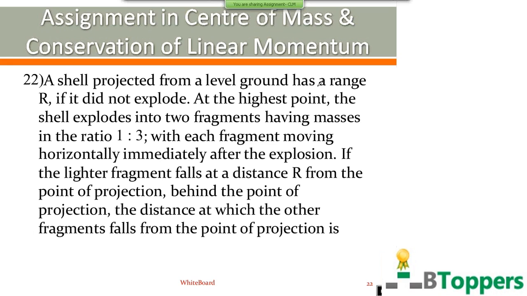A shell projected from level ground has a range R if it did not explode. At the highest point, the shell explodes into two fragments, having masses in the ratio 1:3, with each fragment moving horizontally immediately after the explosion. The lighter fragment falls at distance R from the point of projection, behind the point of projection. The distance at which the other fragment falls from the point of projection is?